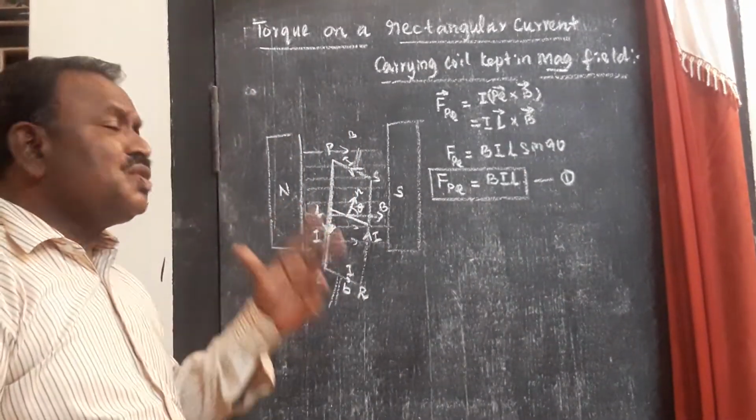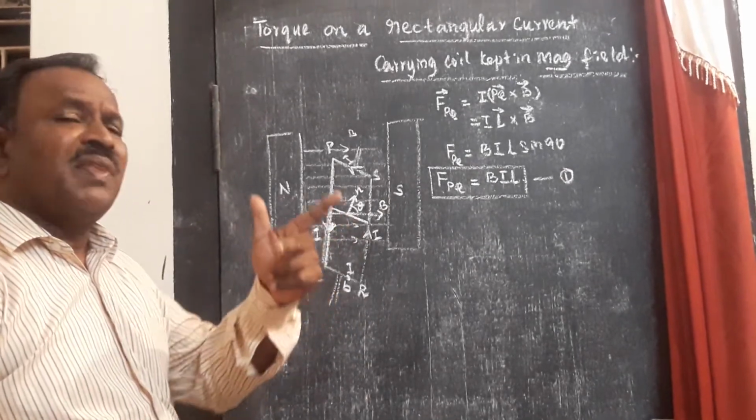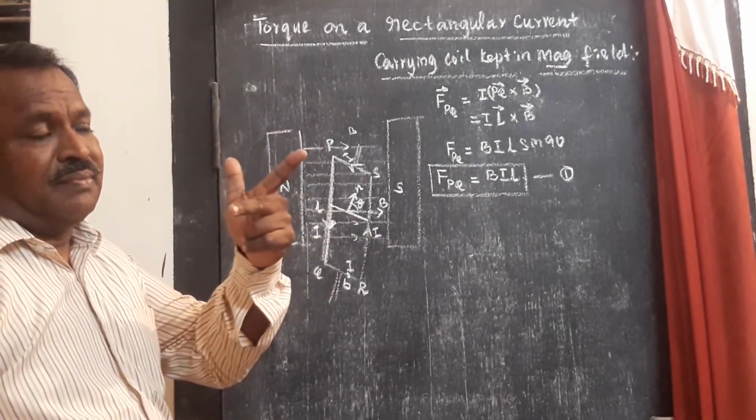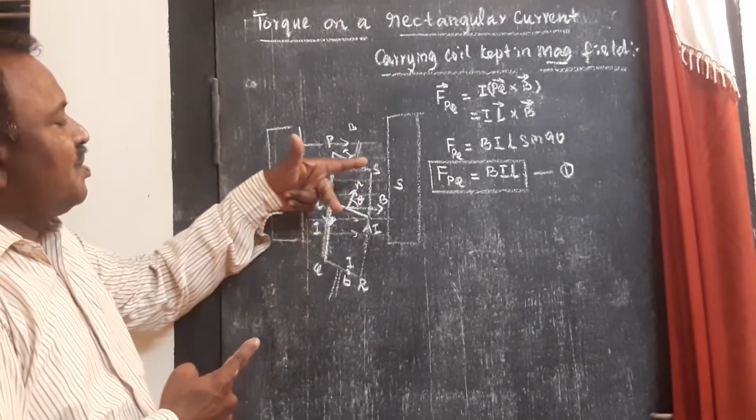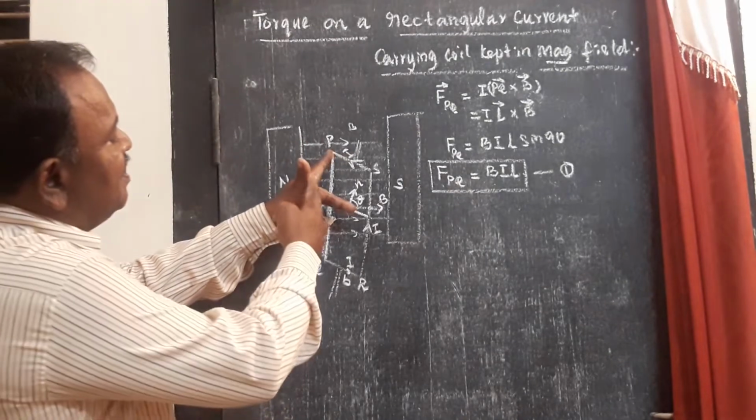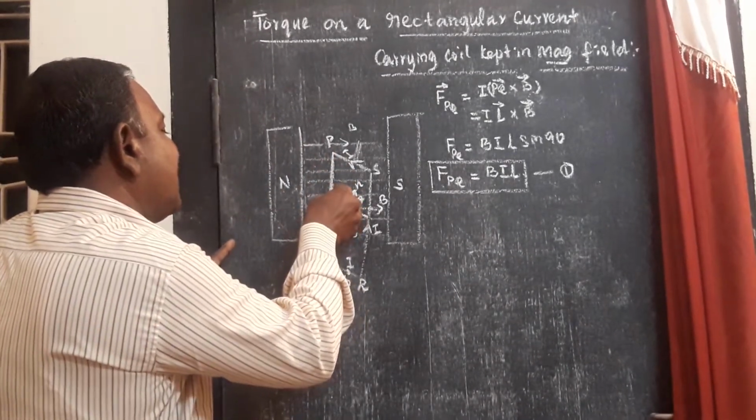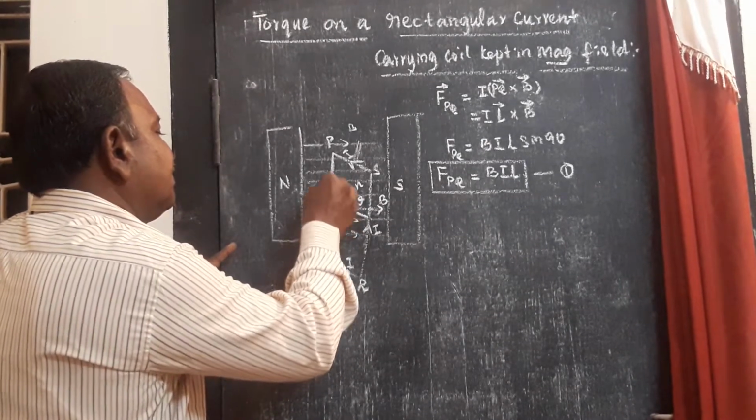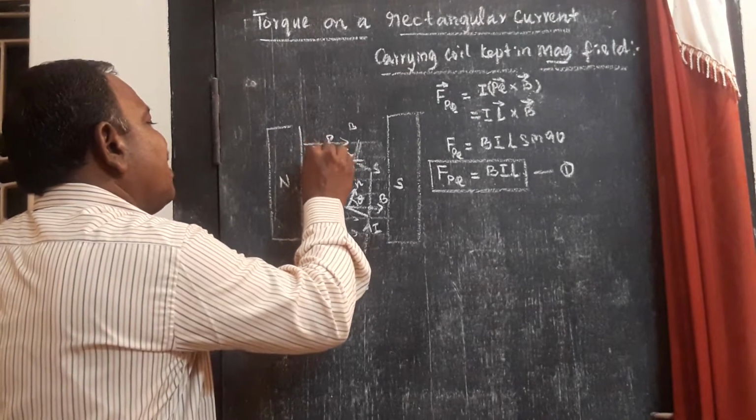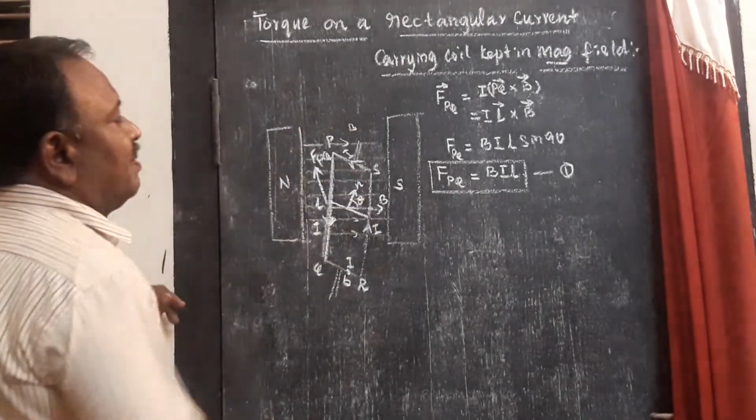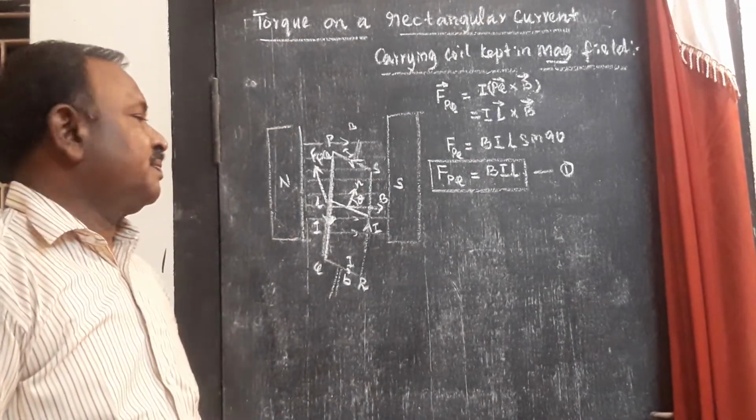What about the direction of the force? The direction of the force is obtained by using Fleming's left hand rule. Flow of current, magnetic field. So when you apply this, it will act in this direction. This is the direction of F PQ.